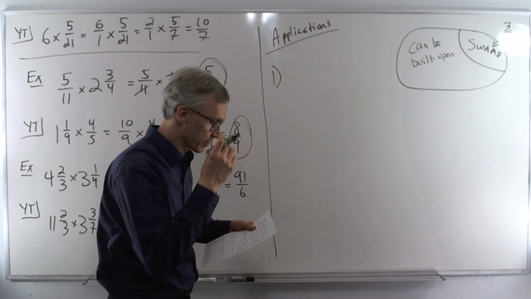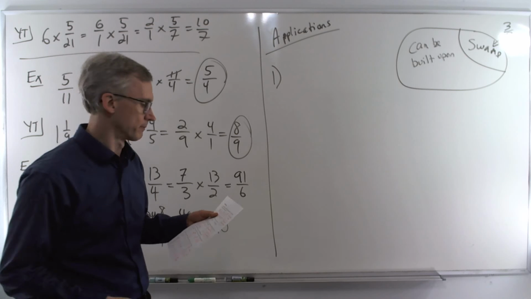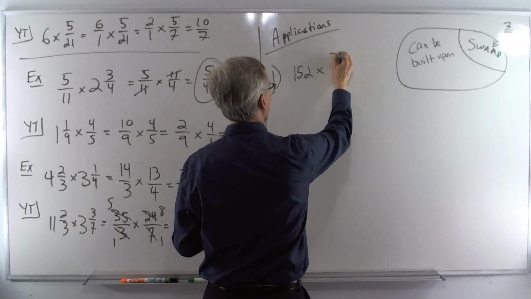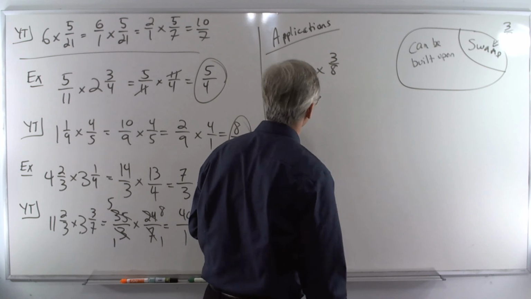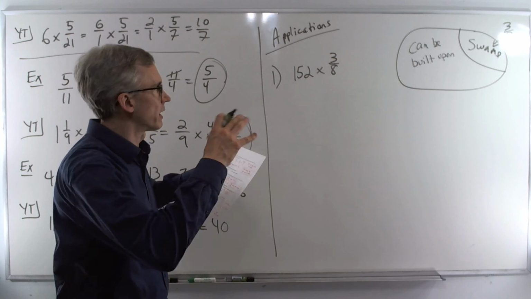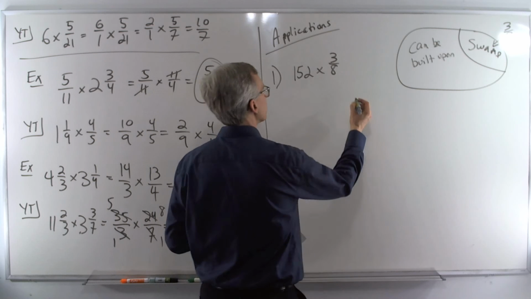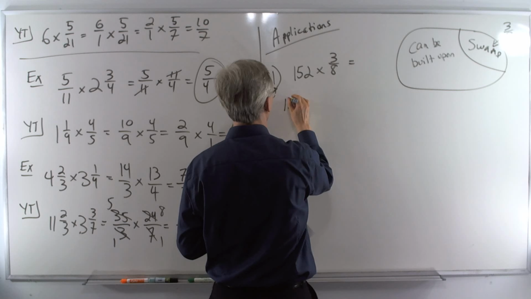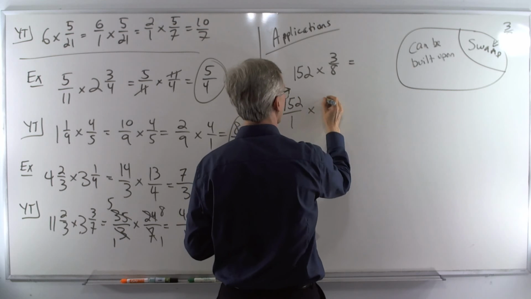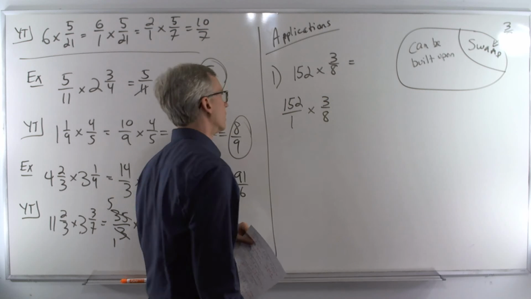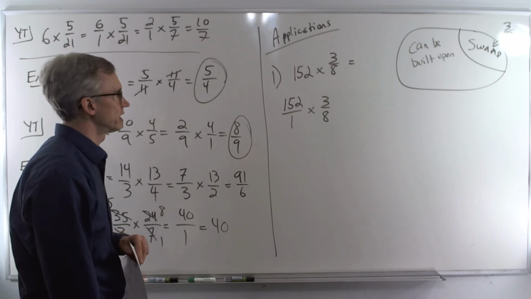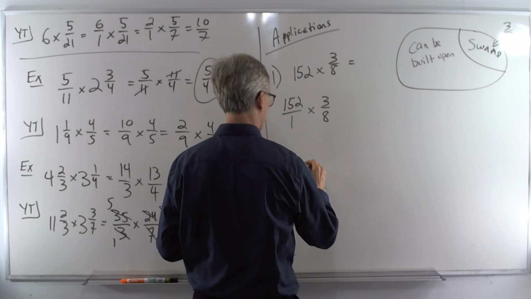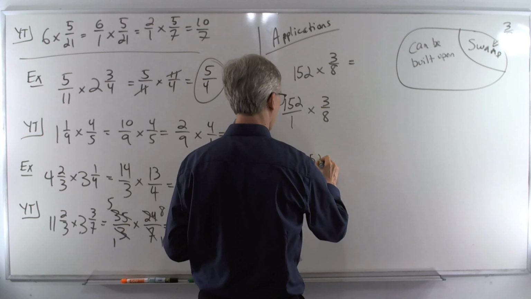All right, so if we want to find 3/8 of something, we multiply. So we're going to take 152 acres and multiply by 3/8. And that will tell us how many acres of this plot of land are swamp. All right, now we're going to change this to 152 over 1. And I'm going to check to see if 152 is divisible by something here. Might be divisible by 8.